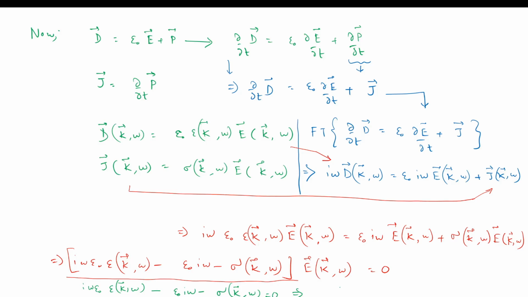And if we rearrange this, we want this epsilon k, omega on the left hand side and the rest on the right hand side, which is equal to epsilon naught i omega divided by i omega epsilon naught minus sigma k, omega divided by i omega epsilon naught. This is what we got.